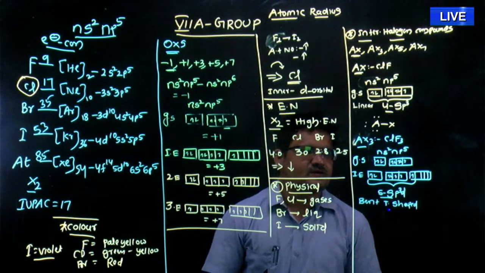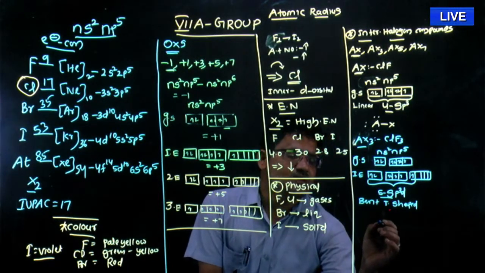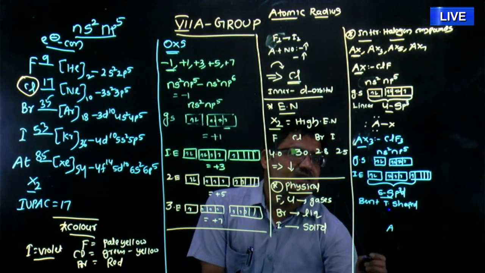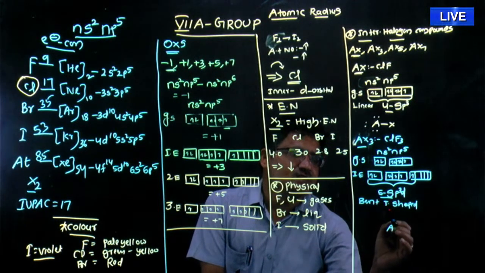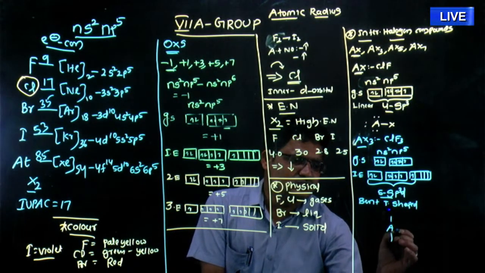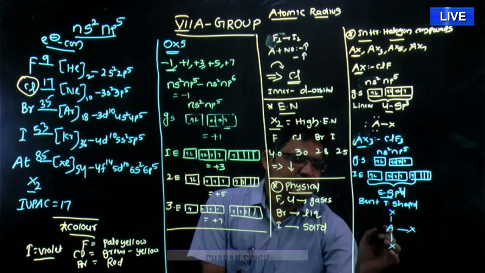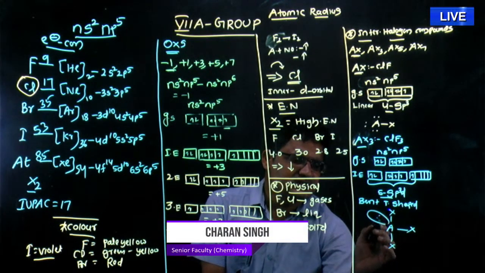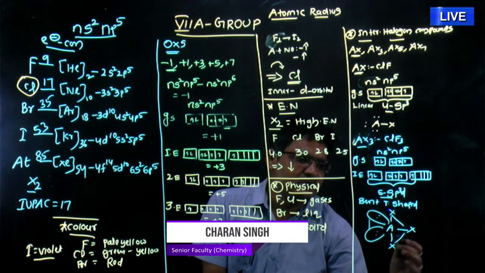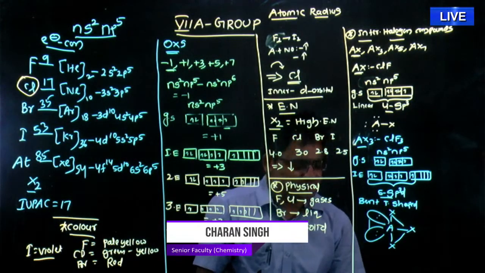How to draw the bent T-shape? A is the central atom and it contains 3 X. 1, 2, 3. And 2 lone pairs of electrons, this side 1 and this side 1. So this is bent T-shaped.